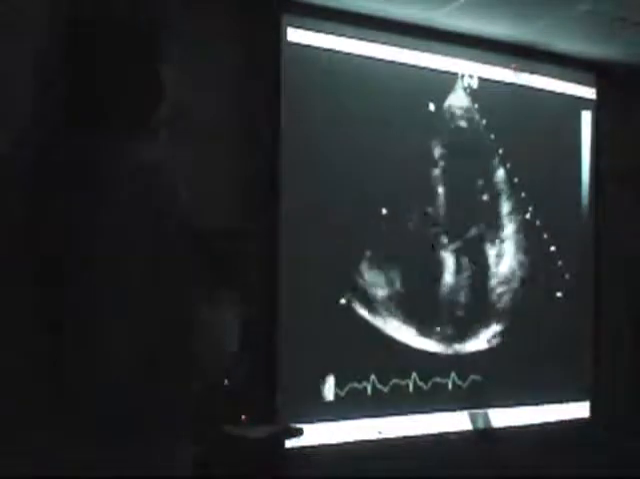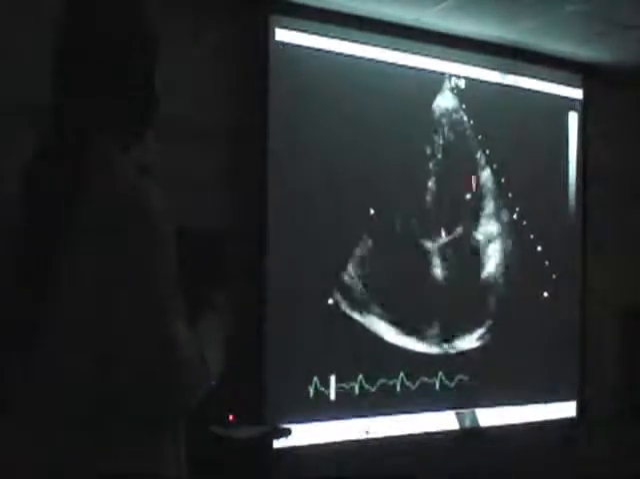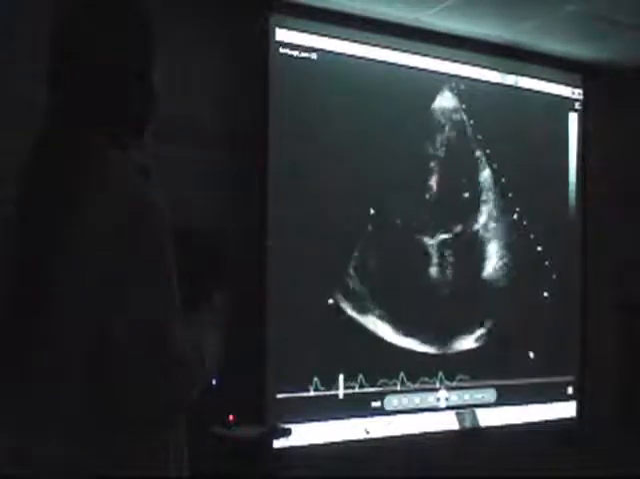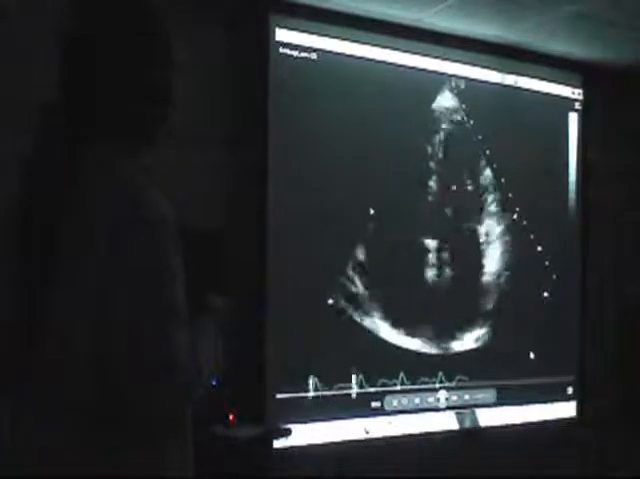Okay, I wanted to show you what a normal echo looks like so you can appreciate what one in congestive heart failure looks like. Let's go back, play again. So this is the normal echo. This is the right ventricle. This is the left ventricle. This is the atria. And you can see the nice, good squeeze in the ventricle of a normal patient.